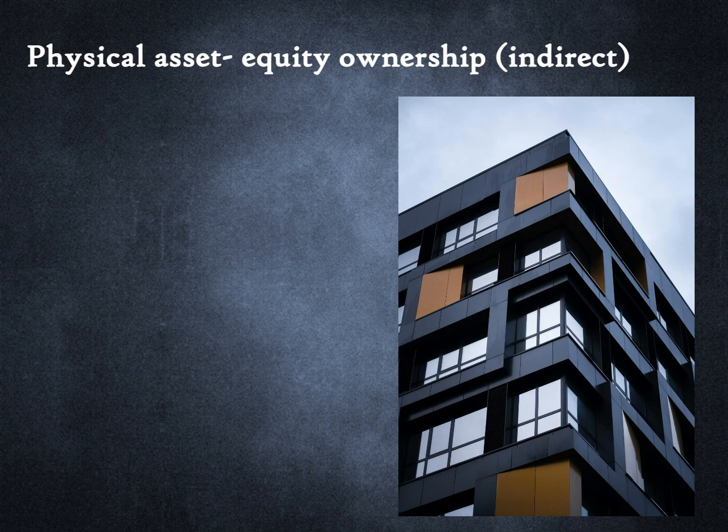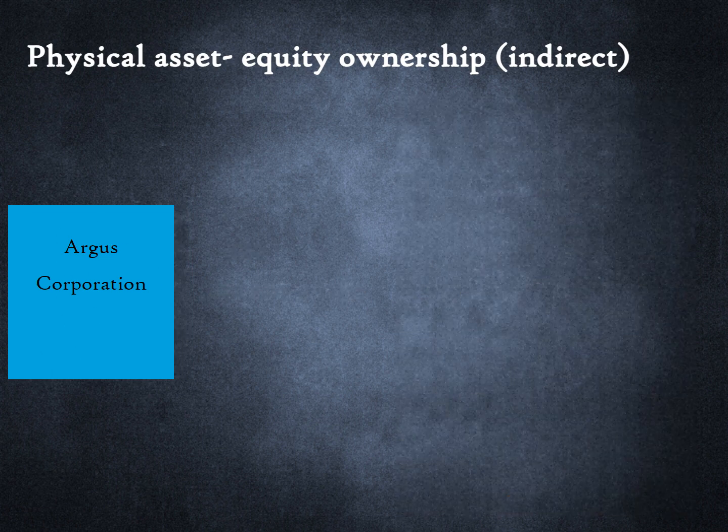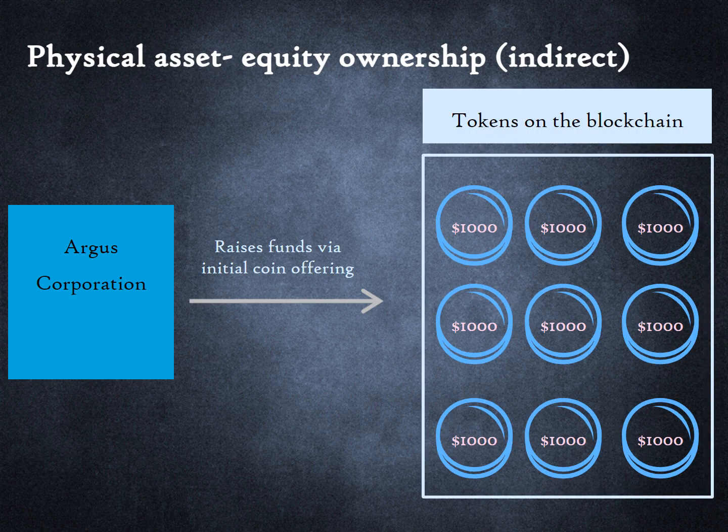It is purchased by a company called Argus Corporation for $100 million. All rent received from the tenants of this building accrue to Argus. Argus finances the $100 million by issuing crypto tokens on the blockchain. Each of the tokens is of $1,000 value. 100,000 such tokens are issued. The initial coin offering follows the 3W process that we discussed earlier: white paper, website, and wallet address.